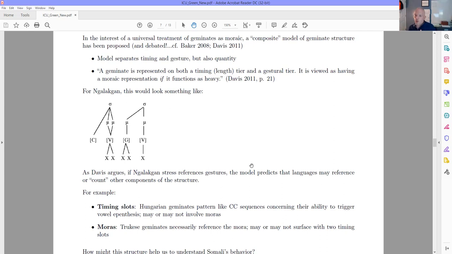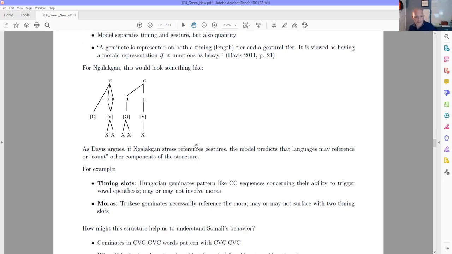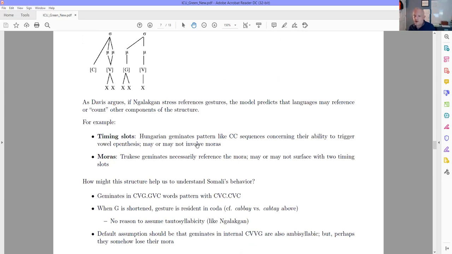On the other hand, we have languages like Trachese, where geminates necessarily must reference the mora, but they may or may not surface as long, so there may not be a connection to timing slots. So it seems like all three different possibilities are there. So how might this help us to understand Somali's behavior? Well, as we've seen, geminates in CV geminate or CVC words internally are possible.